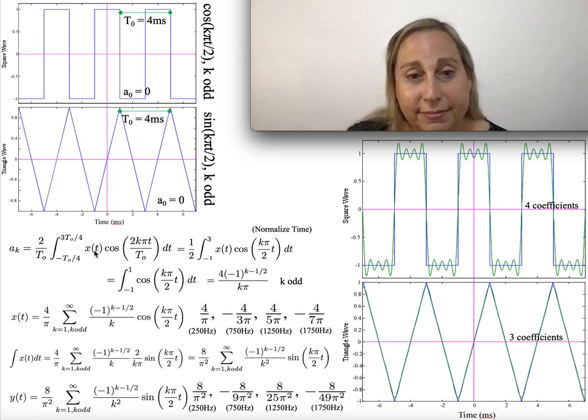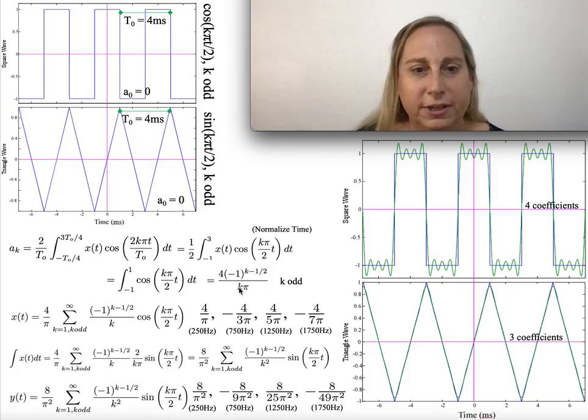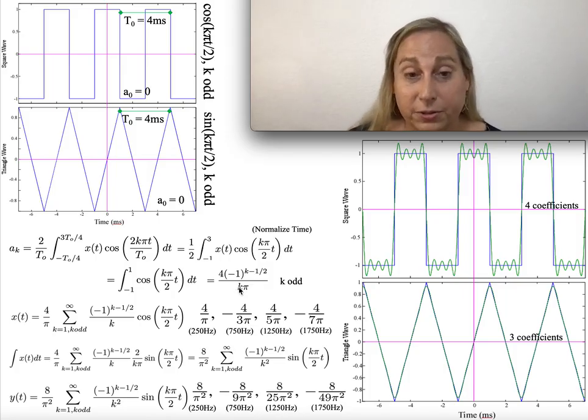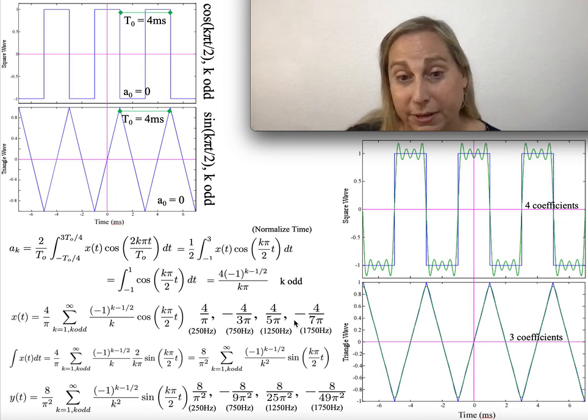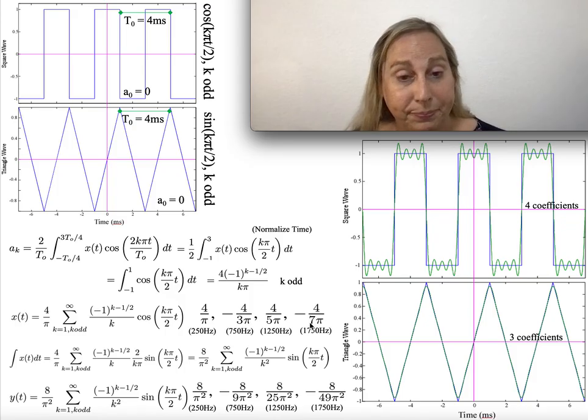You can work your way through the integral, normalize the time, and you get this fun integral here. You realize the 3 to minus 1 is a 1 to minus 1, but doubled effectively. And it gives you this 4 over k pi with an alternating sign. So my x of t is really a sum over k odd of these cosine terms. Your terms are 4 over pi, minus 4 over 3 pi, 4 over 5 pi, minus 4 over 7 pi.